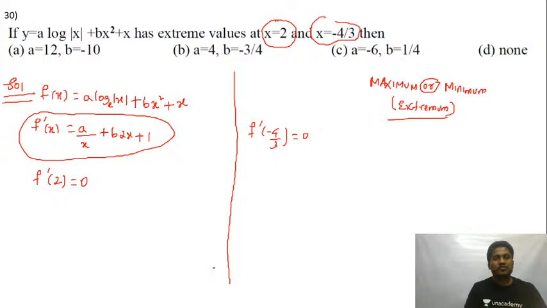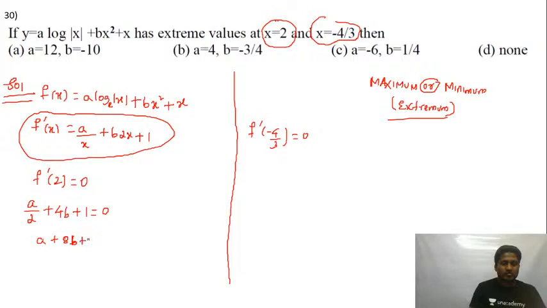It's given in the question, extreme values are 2 and minus 4 by 3. So f dash of 2 is 0 and f dash of minus 4 by 3 is also 0. If I take f dash of 2 is equal to 0, you can write this as a by 2 plus 2b into 2. So that's equal to 4b plus 1 equal to 0. If you multiply throughout by 2, you will get this as a plus 8b plus 2 is equal to 0.